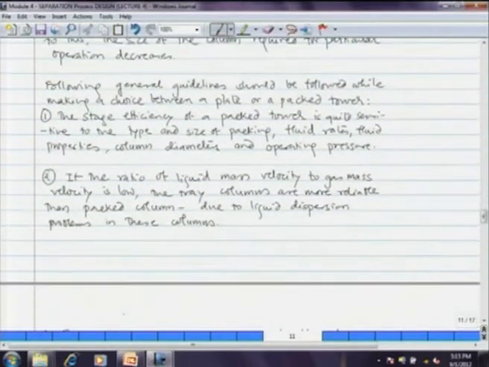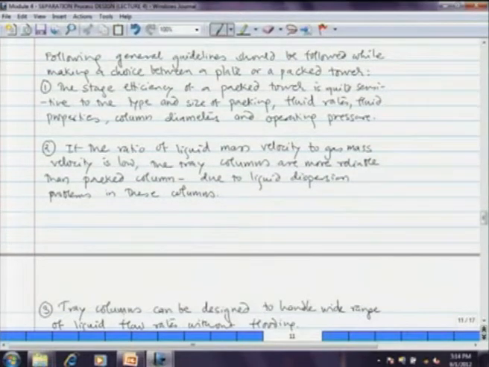Following general guidelines should be used while making a choice between a plate or a packed tower. First, the stage efficiency of a packed tower is quite sensitive to the type and size of the packing, the fluid rates, the fluid properties, column diameter and operating pressure. So, the manufacturer will report some value of void fraction, some value of pressure drop and some value of HETP, but you will have to conduct your own experiments to verify these values. These values may change from operation to operation, these are not constant.